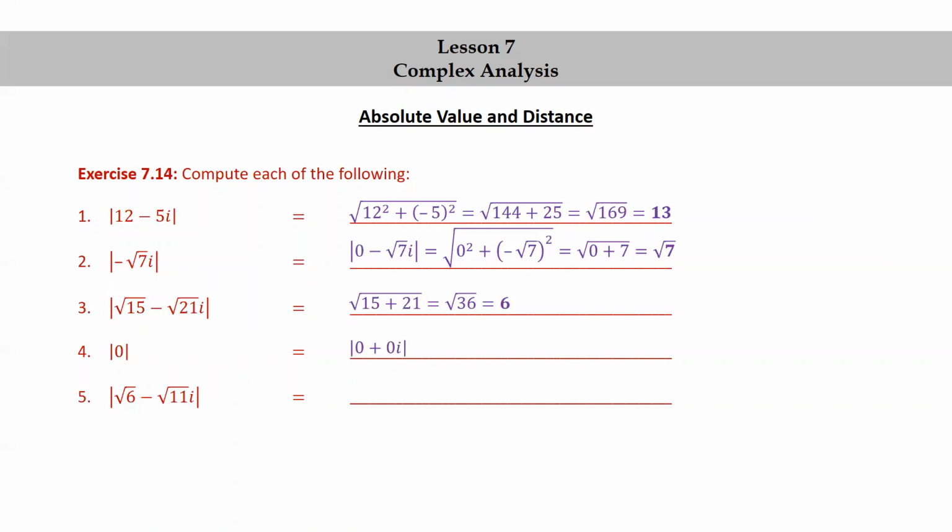The absolute value of 0, that's the absolute value of 0 plus 0i, which is the square root of 0 squared plus 0 squared, which is the square root of 0 plus 0, which is the square root of 0, or 0. The absolute value of the square root of 6 minus the square root of 11 times i, that's the square root of 6 plus 11, which is the square root of 17.